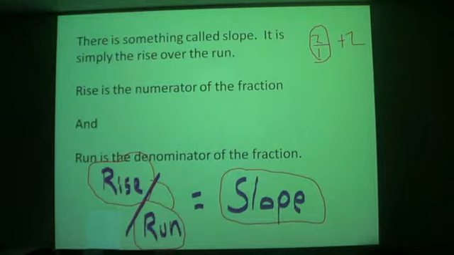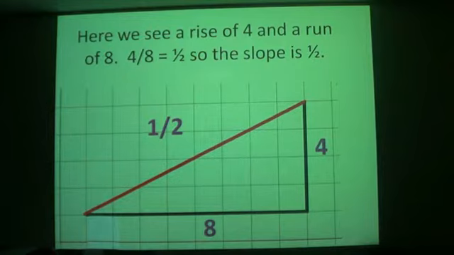If my rise is 1 and my run is negative 2, then I'm going to have a slope of negative 1/2. It doesn't matter where the negative sign goes in the numerator or the denominator or out in front. That's irrelevant. Okay, let's see this in practice. Here we see a rise of 4 and a run of 8. Well, 4/8 simplifies to 1/2, so the slope is 1/2, although the rise is 4 and the run is 8.